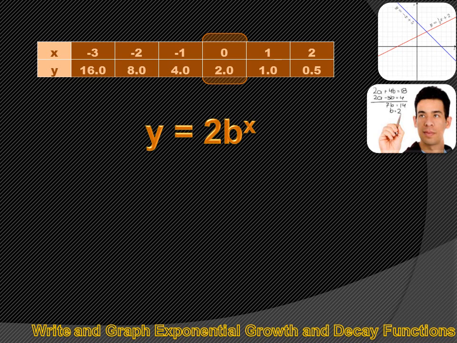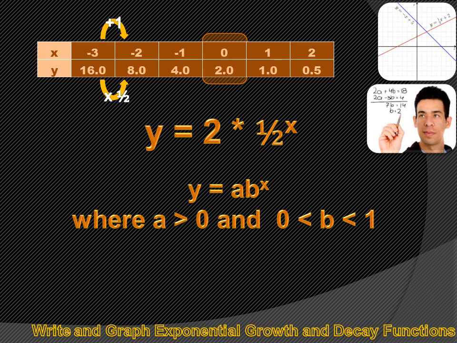But now I need to figure out what b is. B is the rate of change. And I can see that every time my x increases by 1, my y increases by a multiple of 1/2. That's actually a decrease, isn't it? We're going to multiply y by 1/2 as we increase x by 1. So my b value is 1/2. And my formula is y equals 2 times 1/2 to the x power.